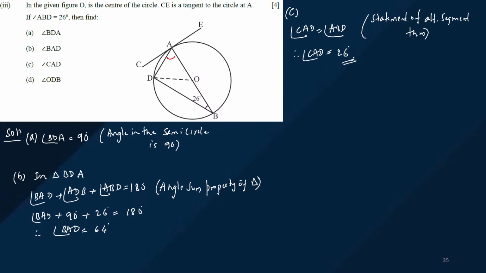Very good. Okay. Vaishnavi, very good. You are getting the right answer. Very nice of you.